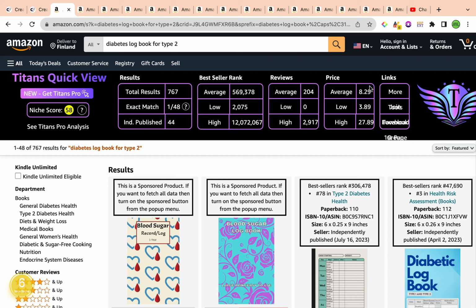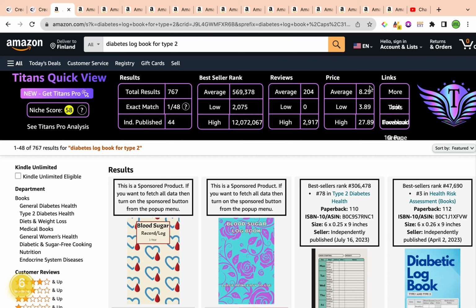What you'll be creating here is a logbook specifically for those who have diabetes, specifically type 2 diabetes. For those who have type 2 diabetes, they need a logbook to track and to monitor their blood sugar. There are also other keywords that you'll be able to use, such as blood sugar logbook, such as diabetic logbook as well, that you can use as part of your 7 keyword slots to get your book ranking.